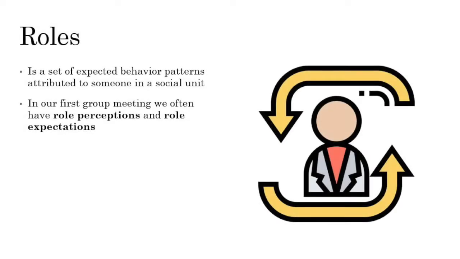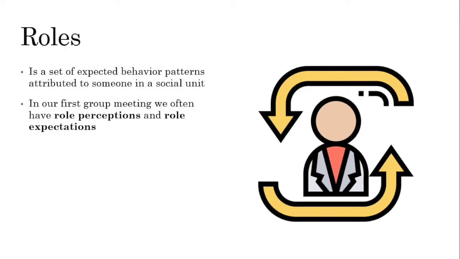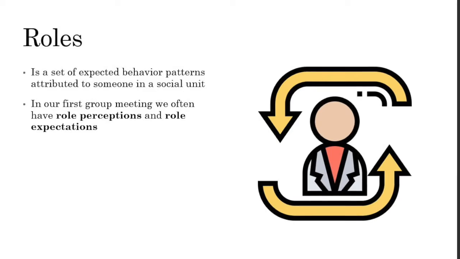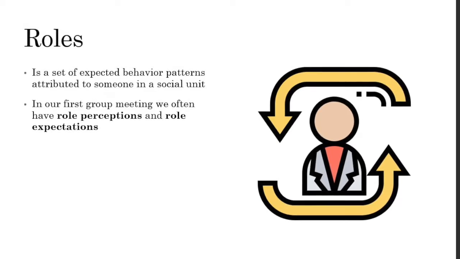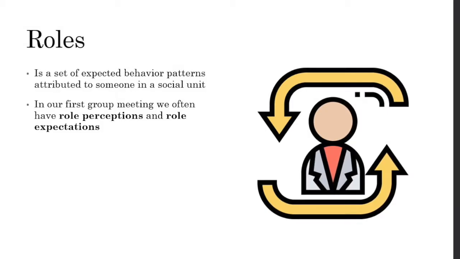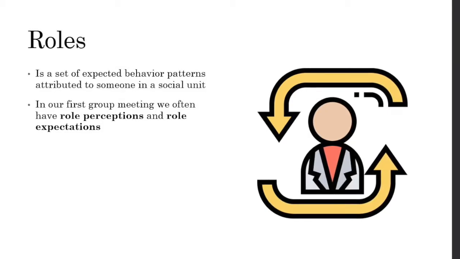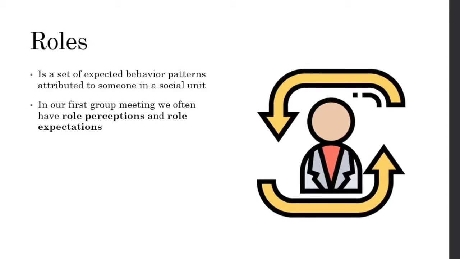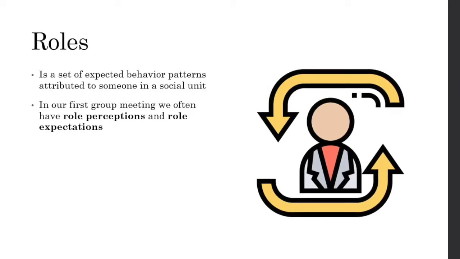As I told you before, temporary groups are really important because they have six main properties that can improve performance, and you have to make sure that they all work together in order to get the best out of the group. The first one is roles. What are roles? Roles are expected behavior patterns attributed to someone in a social unit. So what this means is that there are two kinds of roles.